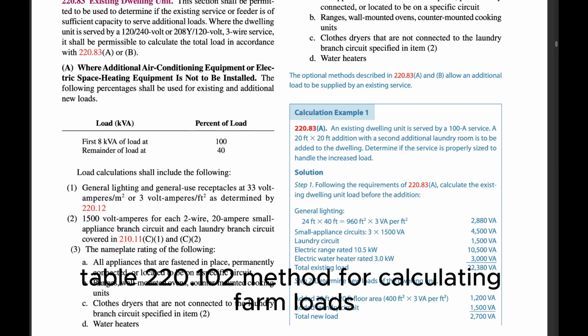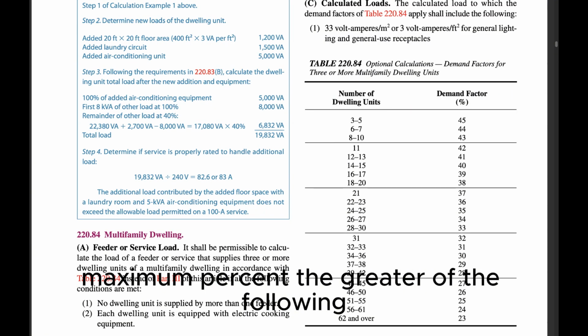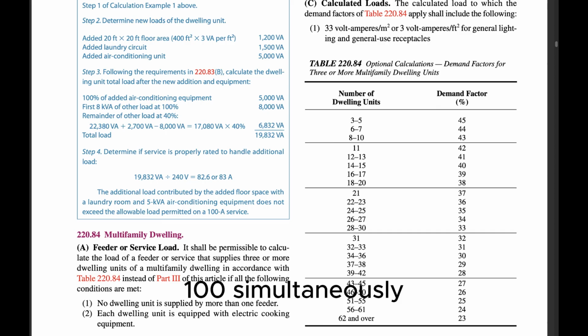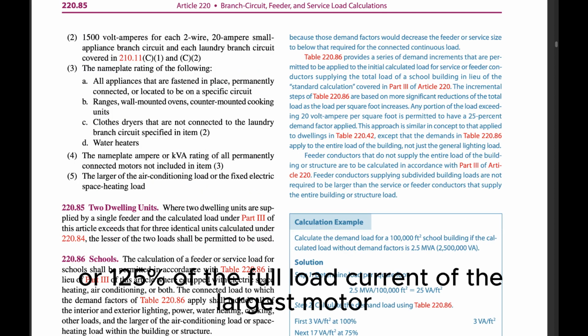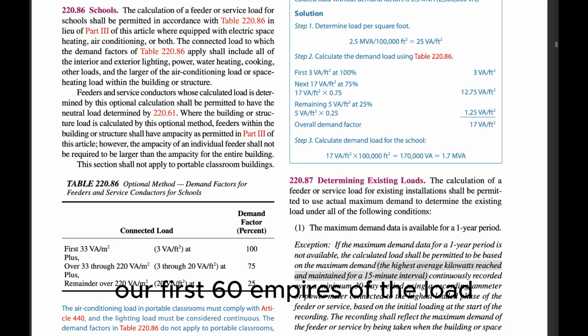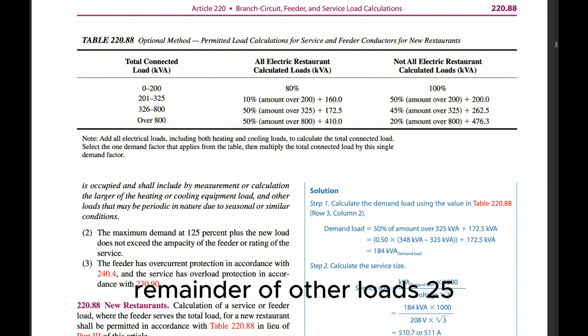Table 220.102 Method for calculating farm loads for other than dwelling unit. Demand factor, ampere load at 240 volts maximum, %. The greater of the following: all loads that are expected to operate simultaneously at 100%, or 125% of the full load current of the largest motor, or first 60 amperes of the load at 100%, next 60 amperes of all other loads at 50%, remainder of other loads at 25%.